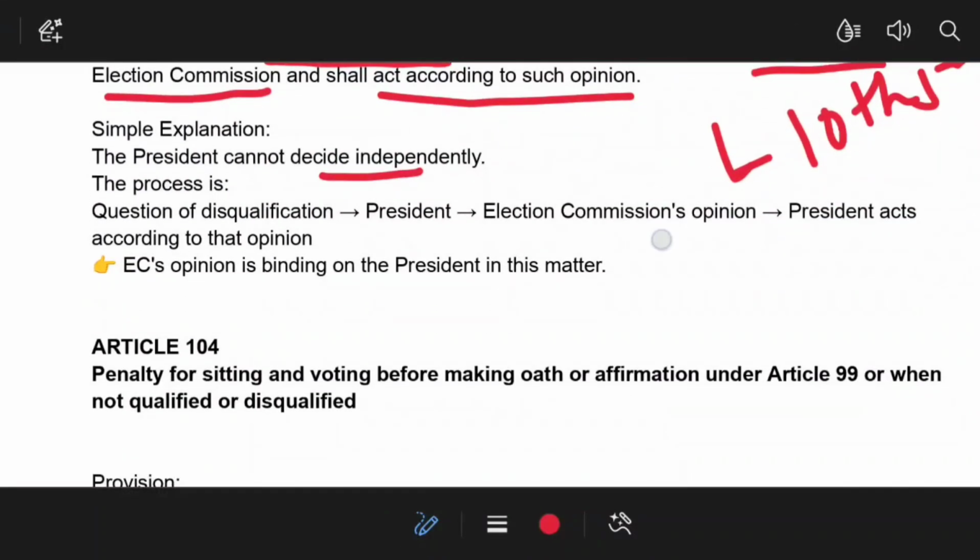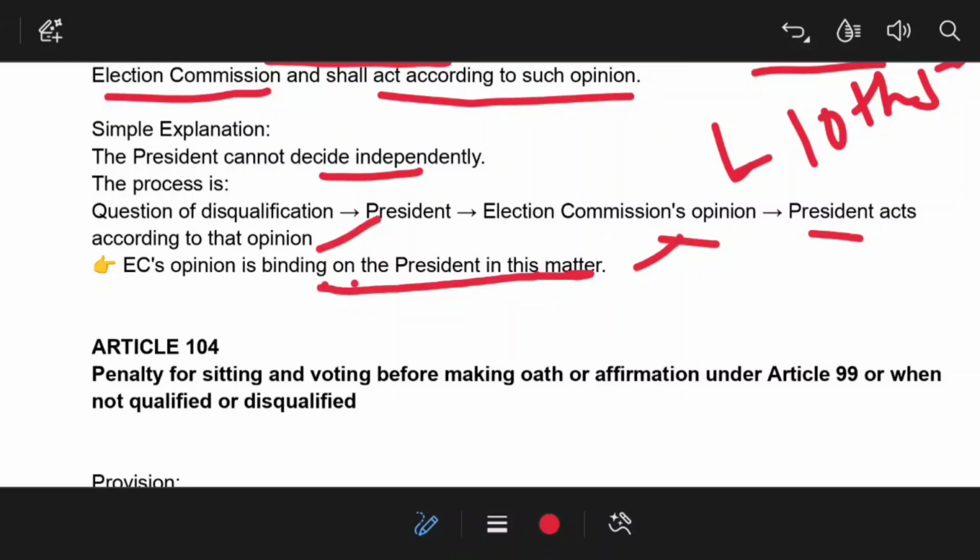And if the Election Commission thinks that yes, this member should be disqualified, then the President will disqualify that member, because ultimately who has the responsibility to administer the oath to the members of Parliament? It is a person authorized by the President or the President itself, right? So if the President elects them, then the President disqualifies them. But this is not true under the 10th Schedule. Clear? So the Election Commission's opinion is binding on the President on this matter.